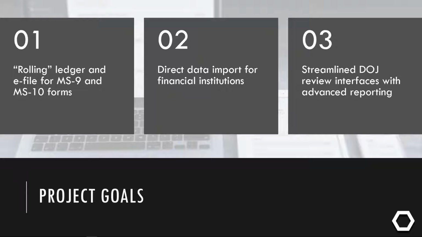And then number three was streamlining the DOJ side of this process. DOJ currently reviews all this information manually with pencil and paper, so it takes them a lot of time, and as you can imagine, having to review 250 documents for 250 MS-9s, 250 MS-10s, it leads to the likelihood of having errors when you do everything manually.